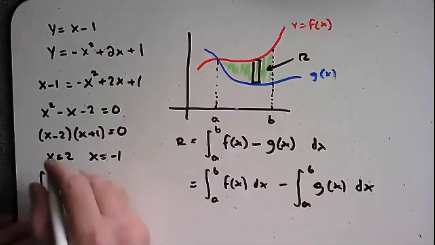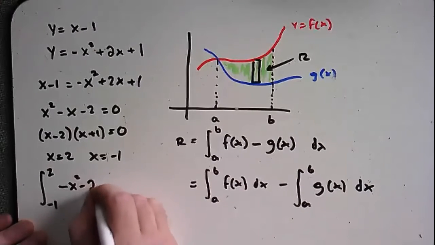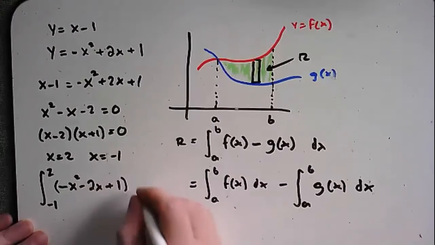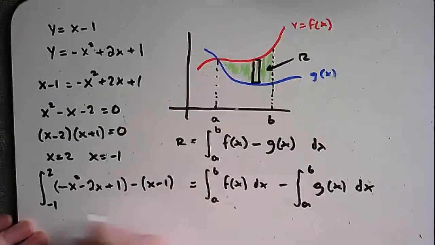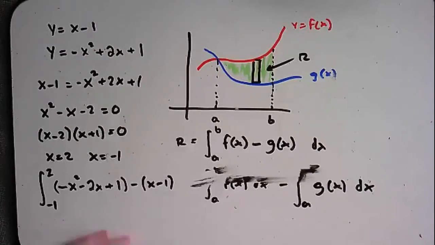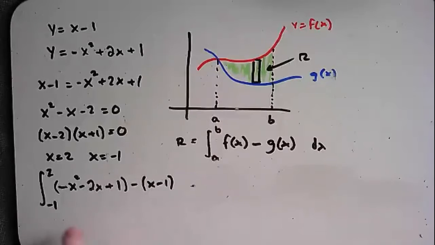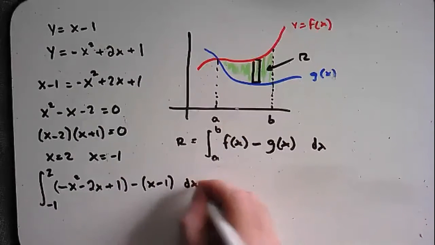And so what I'll set up then is the equation for the parabola, so negative x squared plus 2x plus 1, right? That's our f of x, minus the equation for the line, so minus x minus 1, all times dx. One common mistake I see when we're subtracting functions is people might not put that second function in parentheses and only subtract part of it instead of the whole thing. This whole thing's times dx.